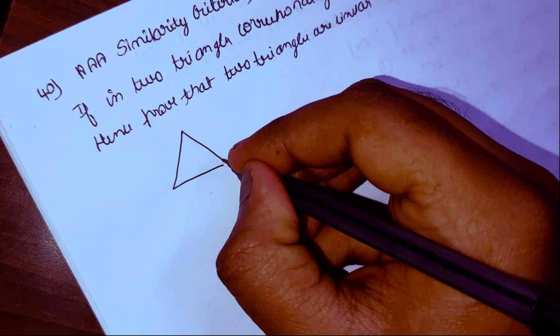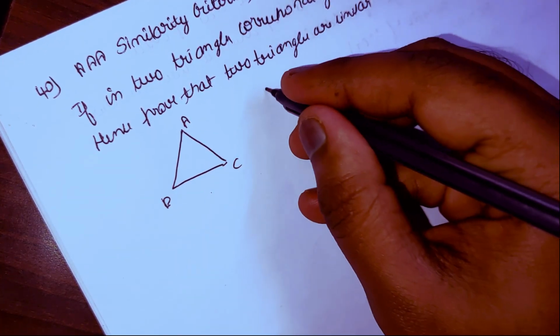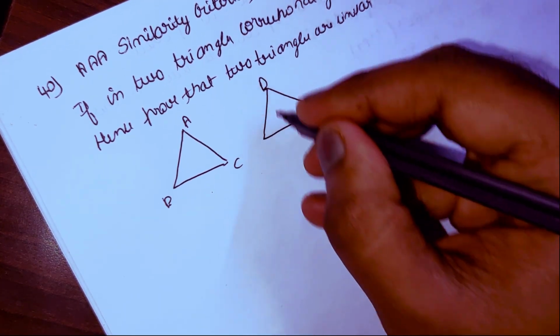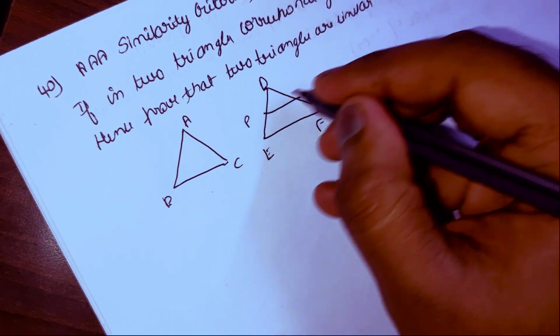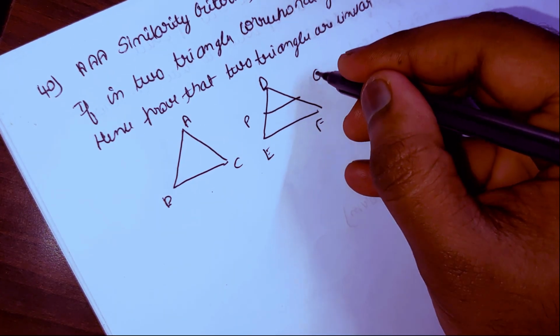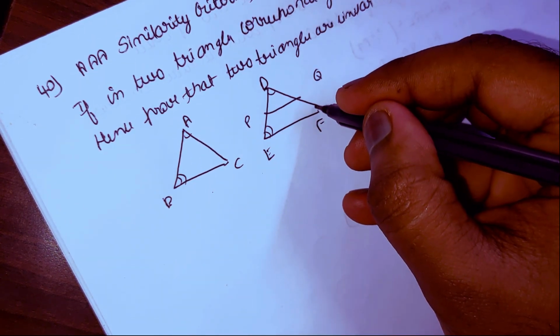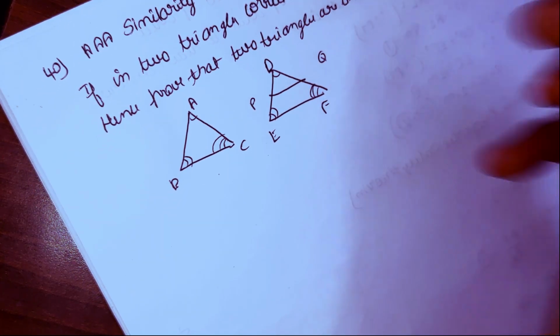We'll take two triangles for this proof. We'll take triangle ABC and triangle DEF, and we'll draw a construction here, PQ. This angle is equal to this angle, and this angle is equal to this.